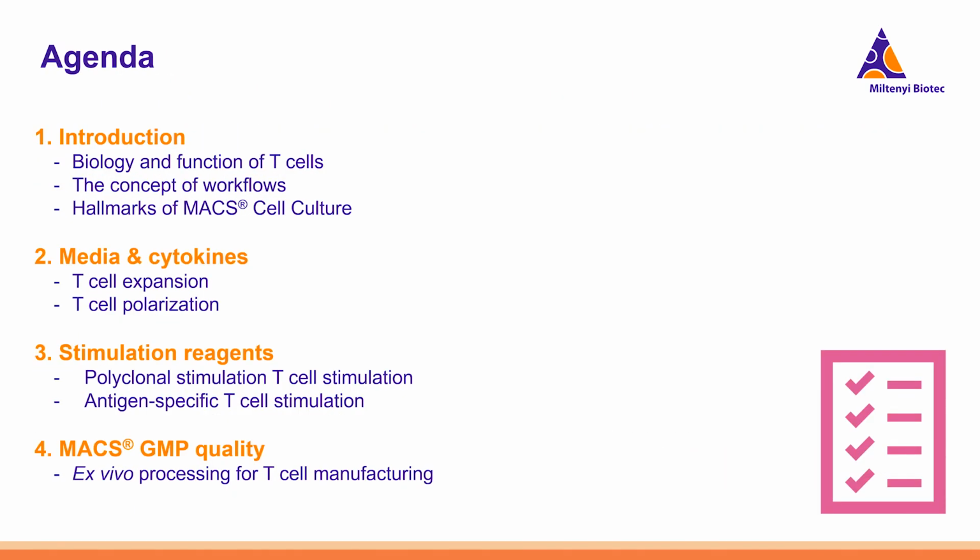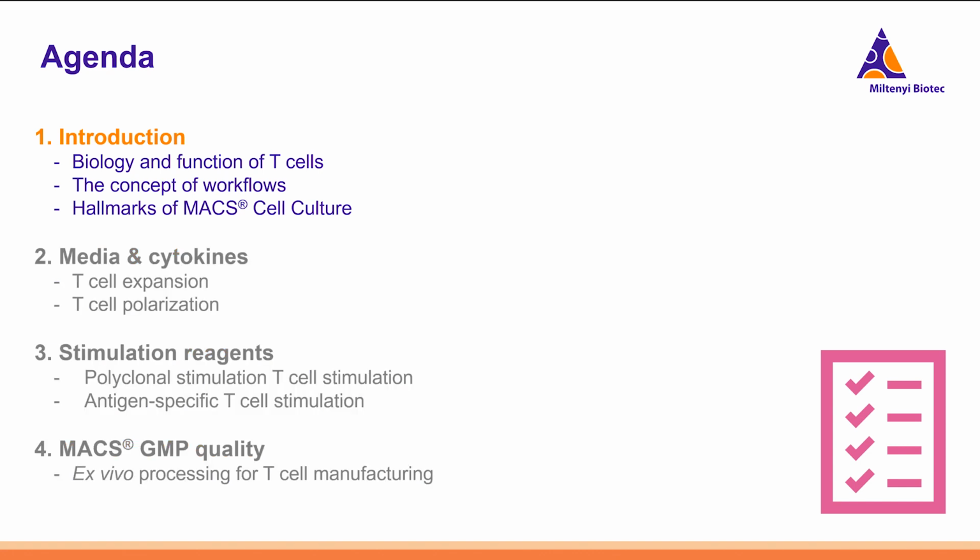As for the agenda, first we will have a brief look at the biology and function of T-cells, as well as at the concept of workflows and the hallmarks of MACS cell culture. Next, we will have a look at our highlight T-cell culture products. We start with media and cytokines for T-cell expansion and polarization. Then we will learn about T-cell stimulation reagents for polyclonal but also antigen-specific T-cell stimulation. And finally, we will talk about MACS GMP quality grade as ideal tool for T-cell manufacturing in a clinical context.